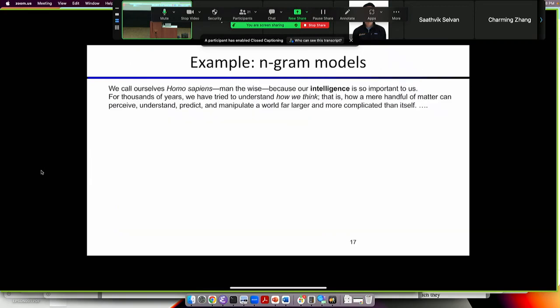Okay. Another really important kind of Markov model is the n-gram model.